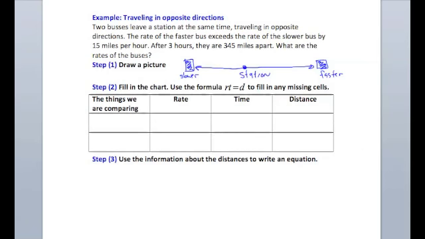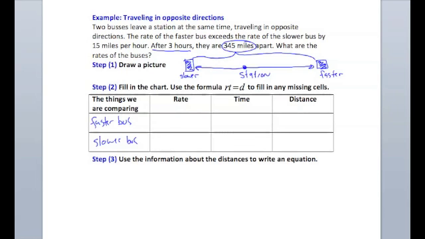Okay? Now, after a certain amount of time, after 3 hours in fact, these buses are 345 miles apart. So the distance from one bus to the next now is this 345 miles. Now that we've got an understanding of what's going on in this picture, let's go ahead and fill in this chart. So the things that we're comparing are the faster bus and the slower bus.